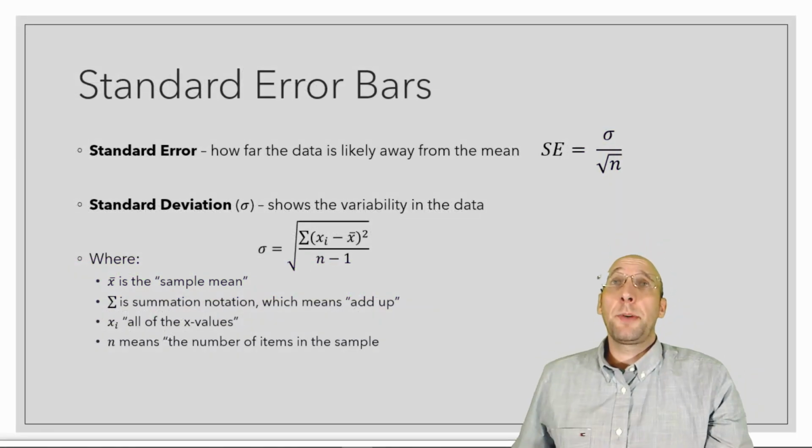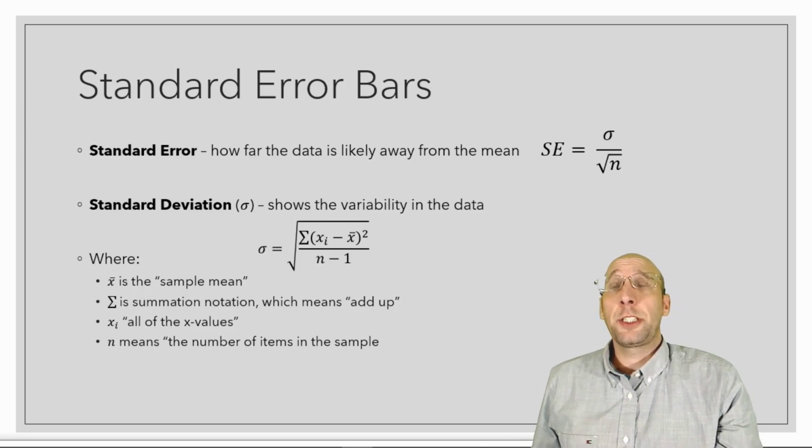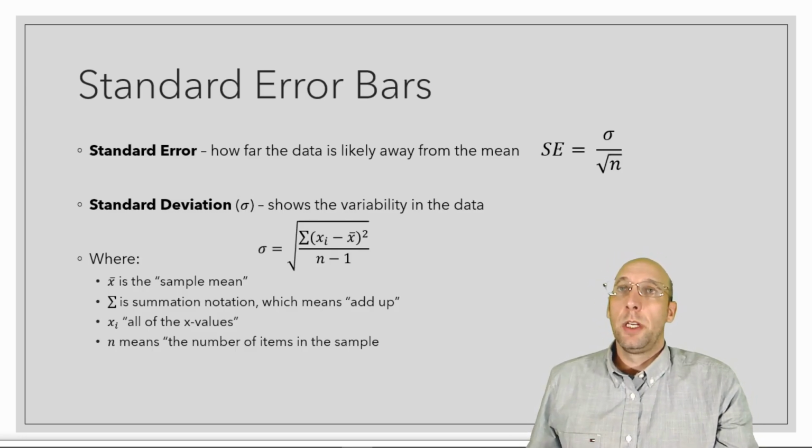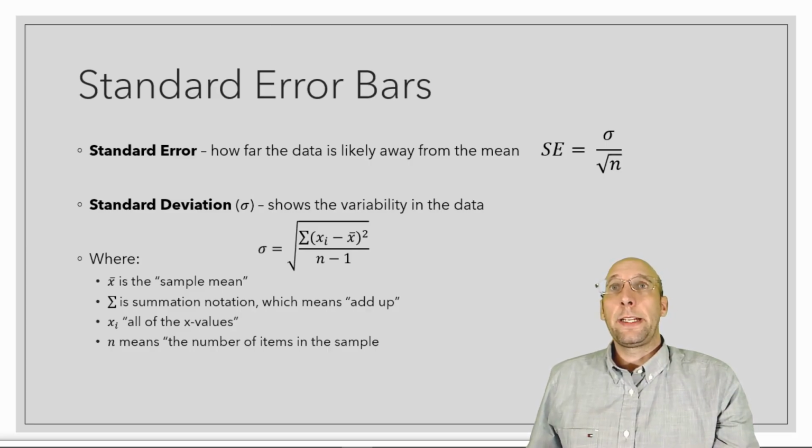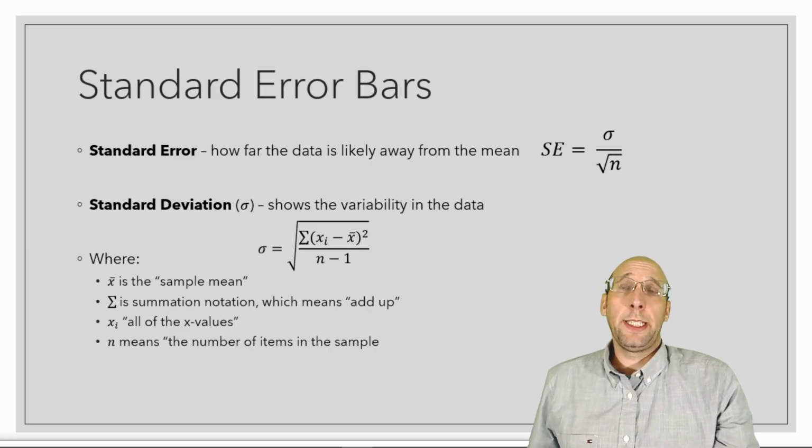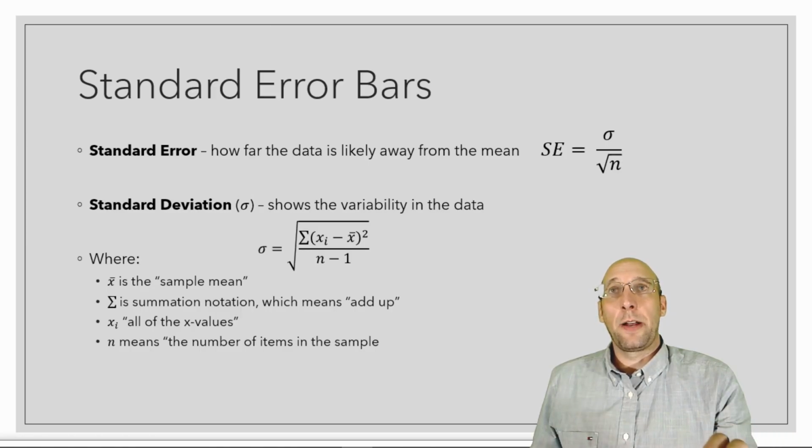Okay, in some graphs, you're going to see standard error bars. Especially in AP Biology, you'll see standard error bars on almost all graphs shown in the AP exam. Standard error is based off of standard deviation. Standard deviation is used to show the variability in data. Standard error is calculated by dividing it by the square root of the sample size. And it shows how far the data is likely away from the mean. What that means really is that it tells you how significant the data is around the mean.